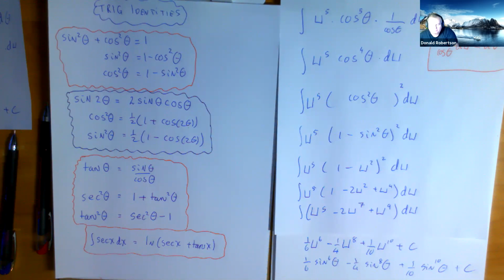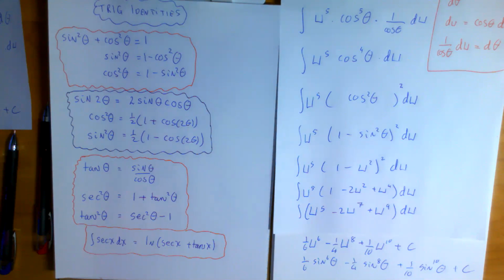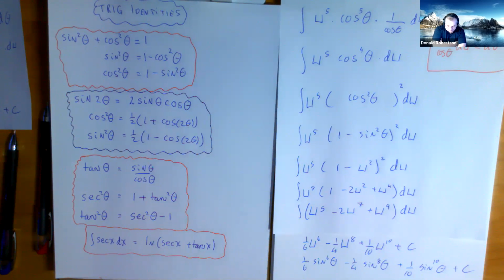What do you think would have happened if I'd started with cosine theta as my U? Do you think my answer would look like this or would it look different? It would probably have all the negatives, so you would probably have a negative 1/6 and then a plus 1/4. Oh, so the constants might be different, yeah. Do you think it'd still be in terms of sine theta, or do you think the final answer would be in terms of cosine theta?